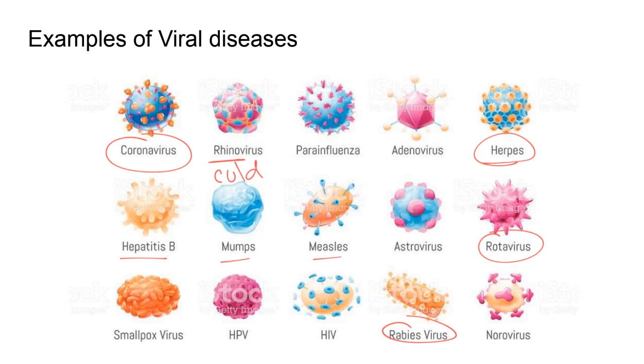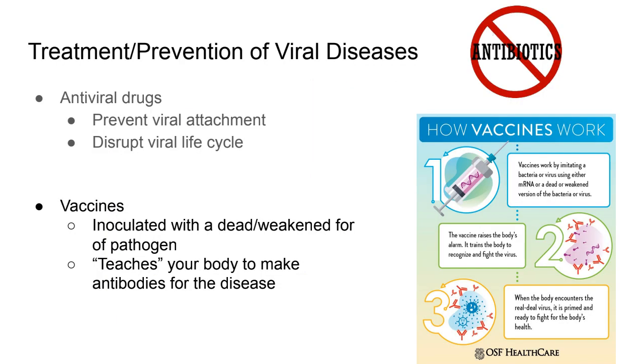HIV. Some of you may have heard of HPV, which is one that you may or may not get a vaccine for as you reach about ninth grade. Smallpox virus, you've probably never heard of because smallpox has been eradicated. So just again, showing we have this wide variety of things that can be caused by viruses. So how do we get better if we get a viral disease? Or how do we not get the viral disease, hopefully, in the first place?